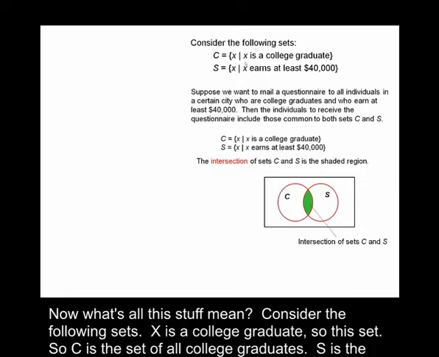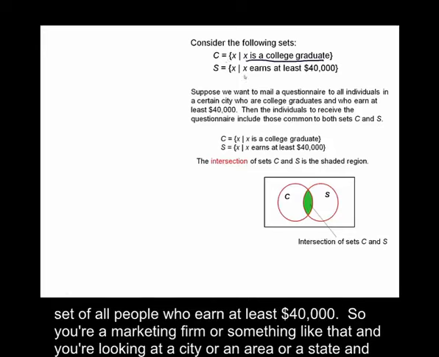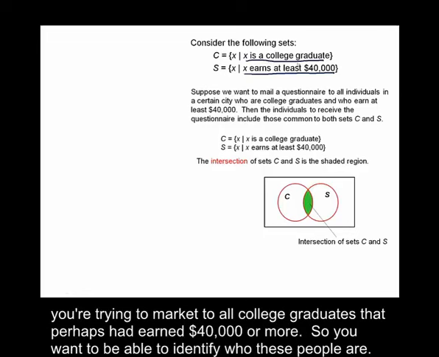Consider the following sets. C is the set of all college graduates. S is the set of all people who earn at least $40,000. So you're a marketing firm, and you're looking at a city or an area or a state, and you're trying to market to all college graduates that perhaps earn $40,000 or more. So you want to be able to identify who these people are.